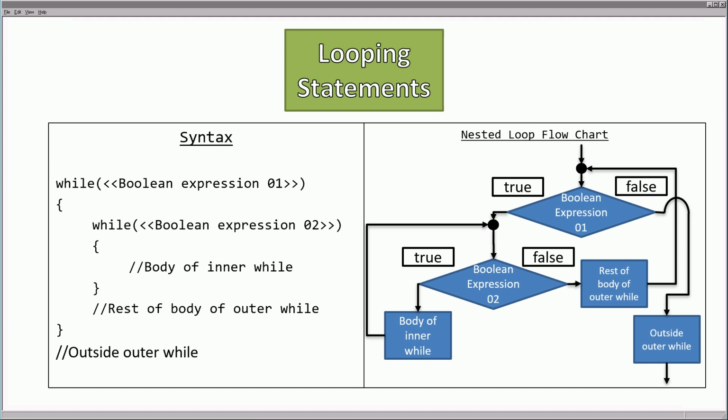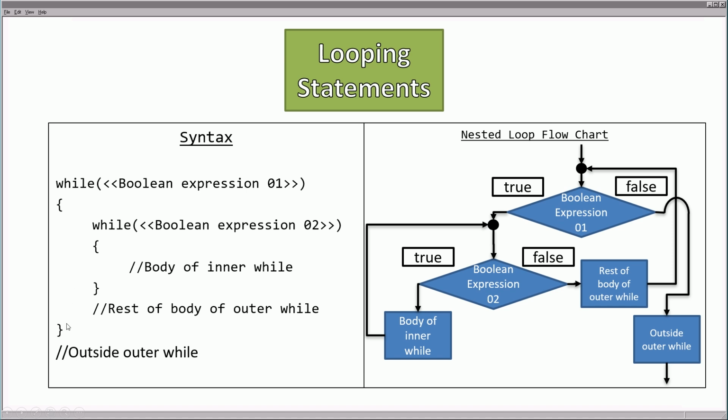When we have nested loops, we can see them looking something like this. Over to the side there, we have a syntax. And now over here is how it can be represented. So entering this program, we check this first Boolean expression. If this is true, then we enter the body of this first while loop.